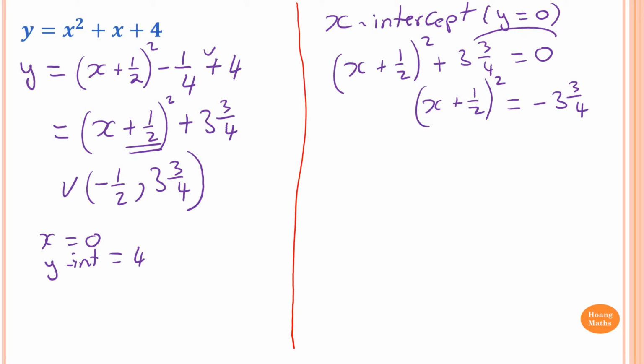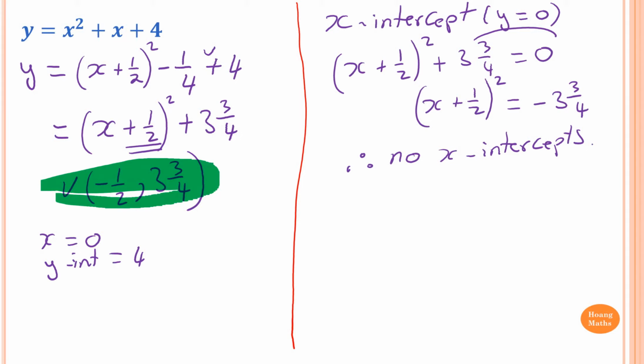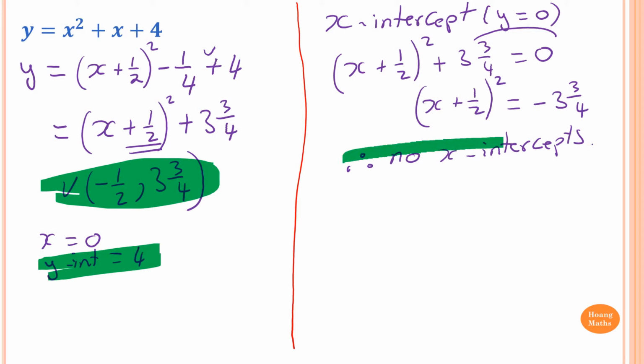Now, to find the x value, you square root both sides. So you know that we cannot square root a negative number. So therefore, no x-intercepts. Now that we have the turning point and y-intercept, and we don't have x-intercepts, these are the 3 important features that we found.